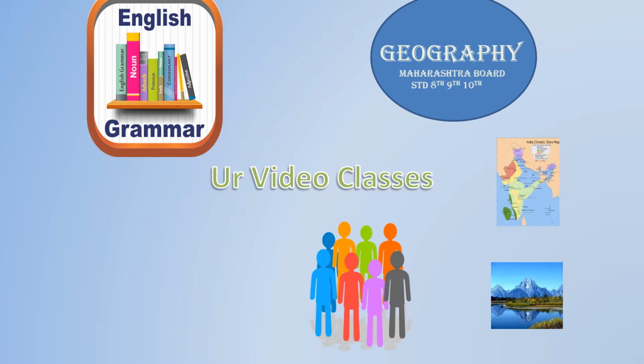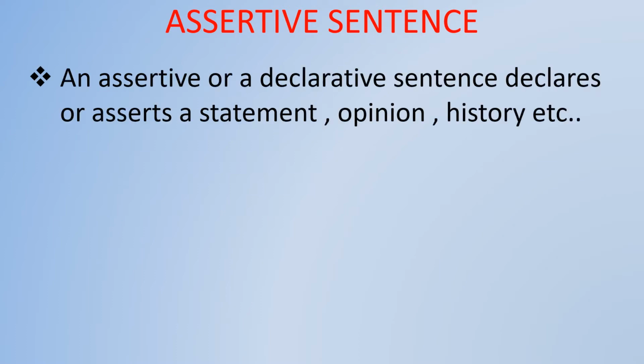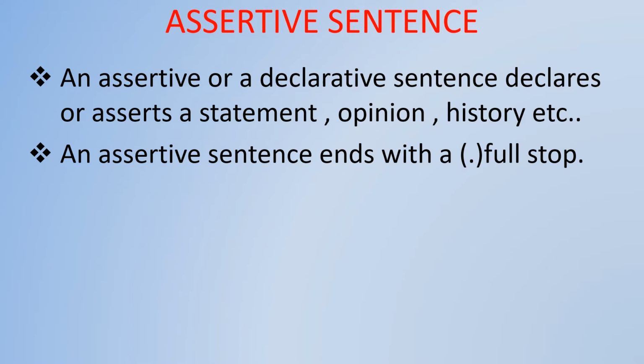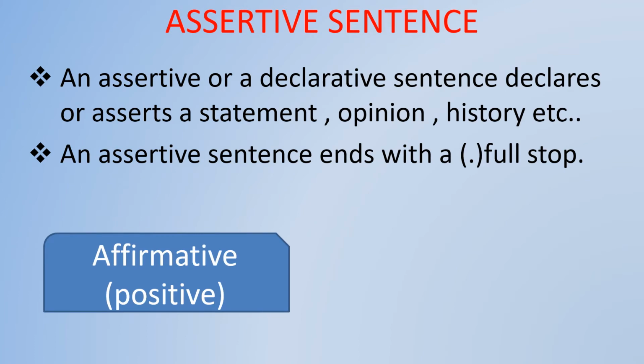If you want to master the most important aspect of language, watch this series carefully. Today we will discuss the assertive sentence. An assertive or a declarative sentence declares or asserts a statement, opinion, history, etc. An assertive sentence ends with a full stop. Assertive sentences are of two types, namely the affirmative sentence or the positive as we call it, and negative.